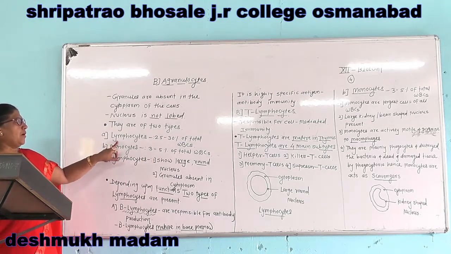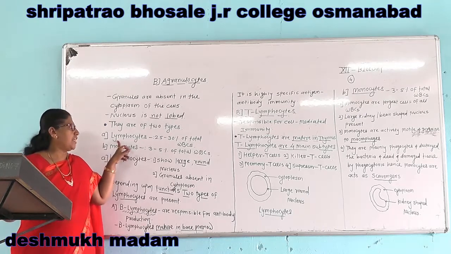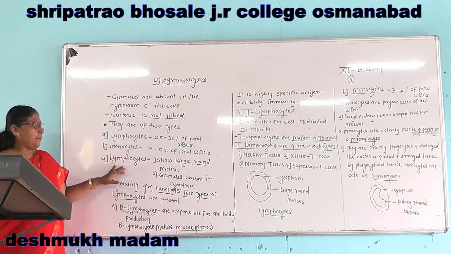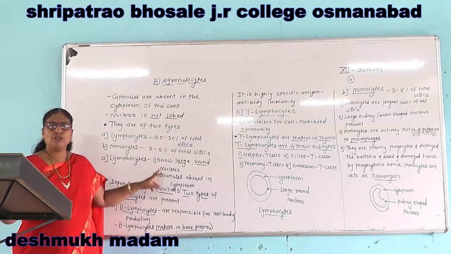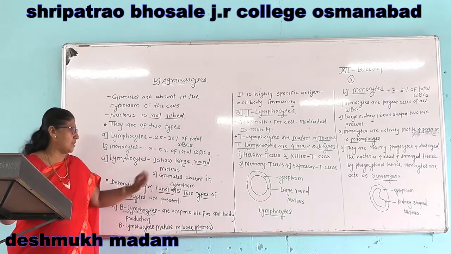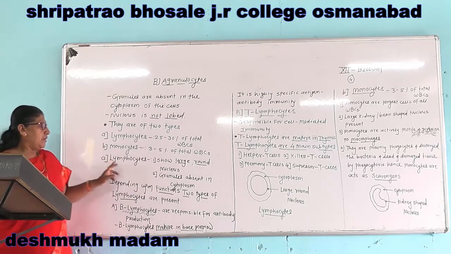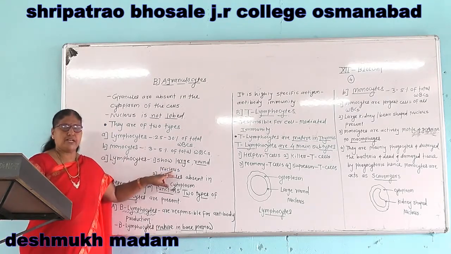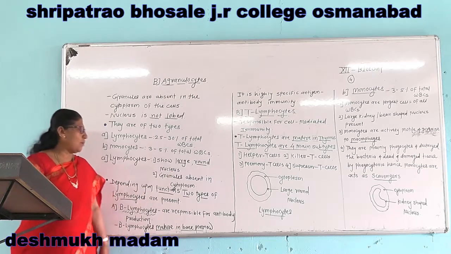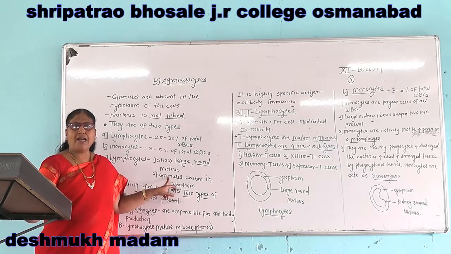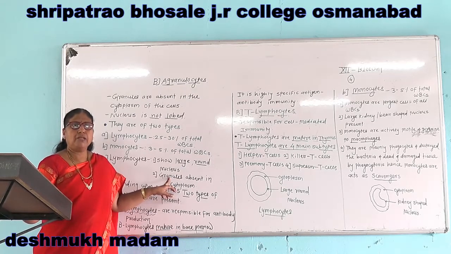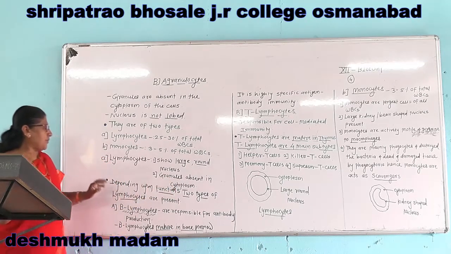The first type of agranulocytes is the lymphocytes. Lymphocyte cells show a large round nucleus in the cytoplasm. In the cytoplasm, granules are absent in the lymphocyte cells.